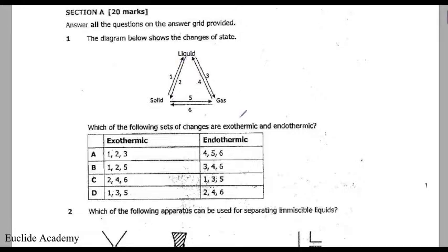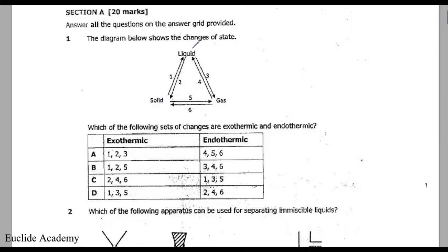Before we answer this, we need to know what is an exothermic reaction and what is an endothermic reaction. An exothermic reaction is a reaction that produces heat, and an endothermic reaction is a reaction that needs heat or takes in heat for it to happen. So let's see which one is exothermic and endothermic. A says 1, 2, and 3.